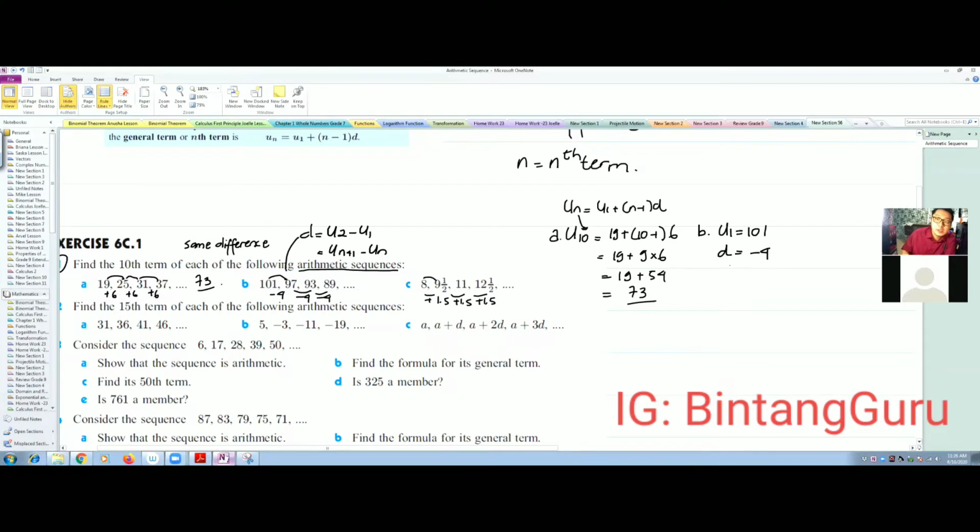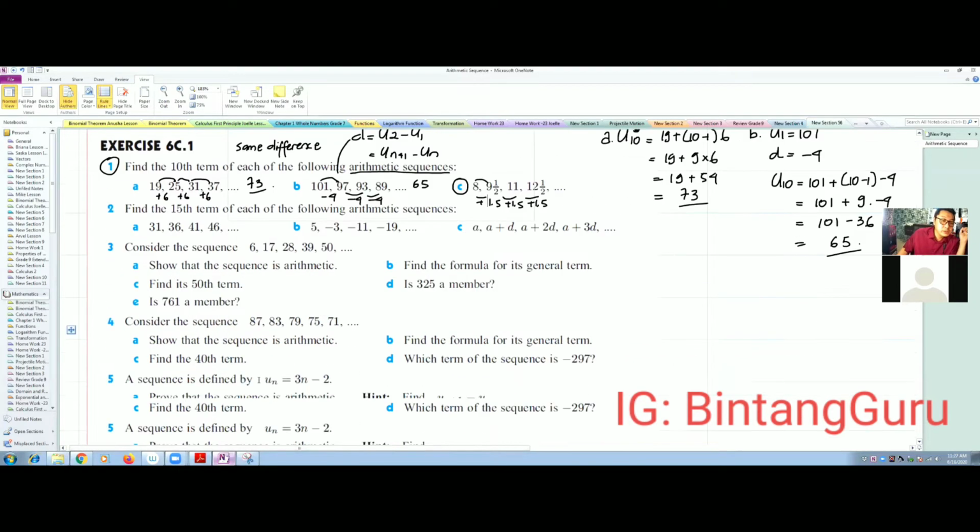Okay, so U1 equals 101 and the difference equals minus 4. So U10 equals 101 plus 10 minus 1 times minus 4, so 101 plus 9 times minus 4, so 101 minus 36, which will be 65. And C, I think you could do it, so I will skip C for later.